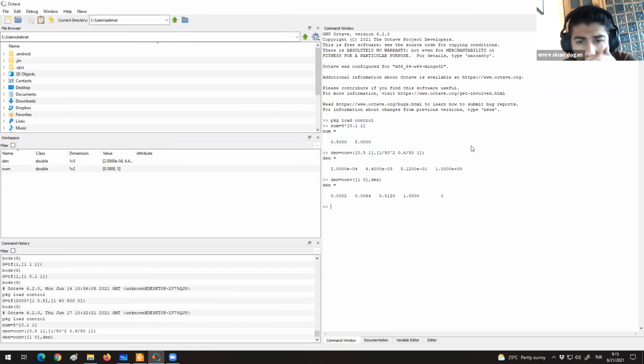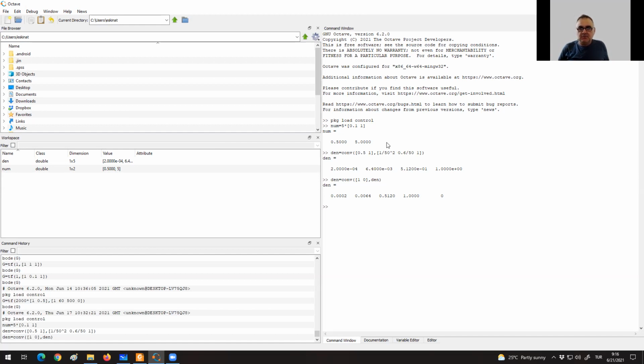Hocam, what exactly did you do by typing conv? Yeah, okay. The conv is convolution. It just multiplies two polynomials. So it multiplies 0.5s plus 1 and s squared divided by 50 squared, 0.6 over 50 and 1. This conv operator multiplies two polynomials. I didn't want to do it by hand, so I just did it here. You understand? Yes, thank you hocam.